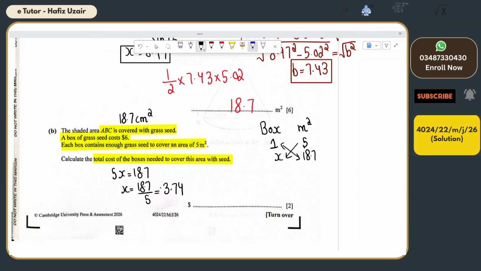All right, so how many boxes do we need? 3.74. So 3.74 means we need 4 boxes. And what is the cost of one box? That is $6. So 4 times 6 will be equal to $24, and that is your answer.